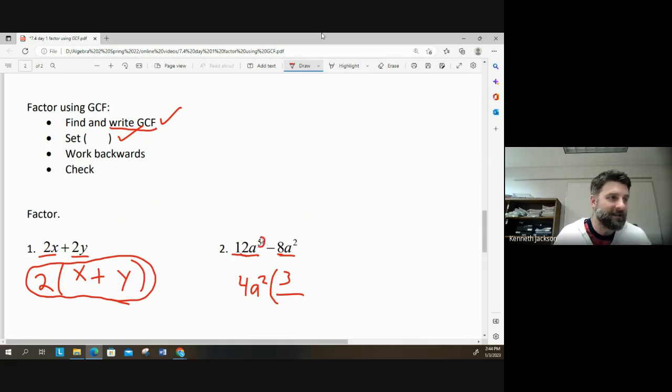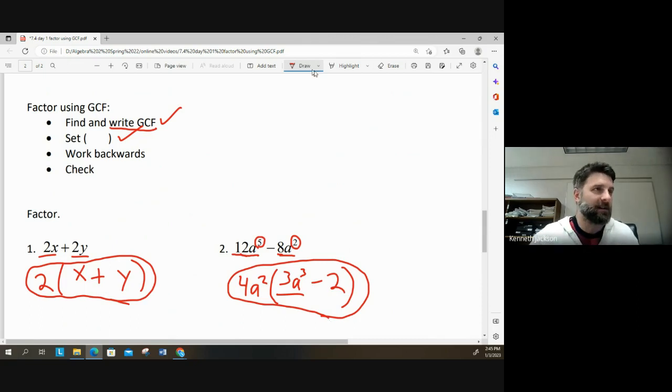I need a to the 5th. I have a squared. So how many more a's would I need to put in this first spot that if I were to multiply, I could end up back at a to the 5th? That'd be a to the 3rd. Minus, because it's a minus sign. What times 4 would give me 8? 2. I need a squared. I already have a squared, so I don't need any more a's inside the set of parentheses. So the factored answer would be 4a squared, parentheses, 3a to the 3rd minus 2.